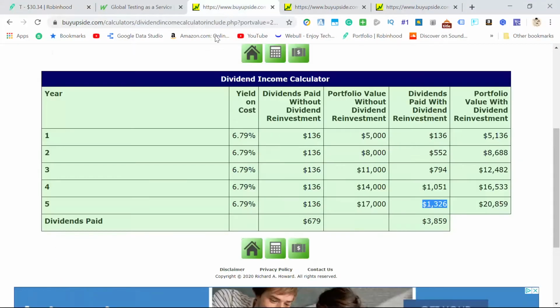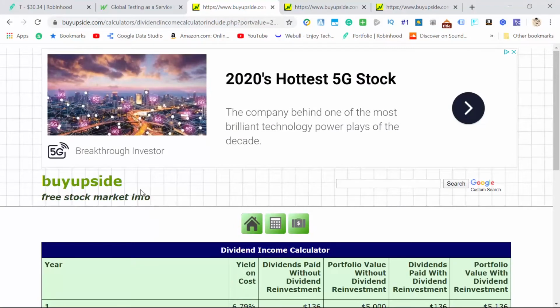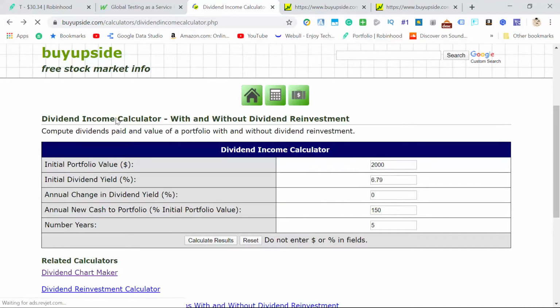So we're going to jump over to this website that I use. It's called buyupside.com. And they give you free stock market information. They have all types of good stuff. So go ahead and check that out. We're going to be using their dividend income calculator. The cool thing about this calculator is it tells you how much your portfolio value would have been with and without your dividend reinvestments. So it is very important to reinvest your dividends if you want to build your account.